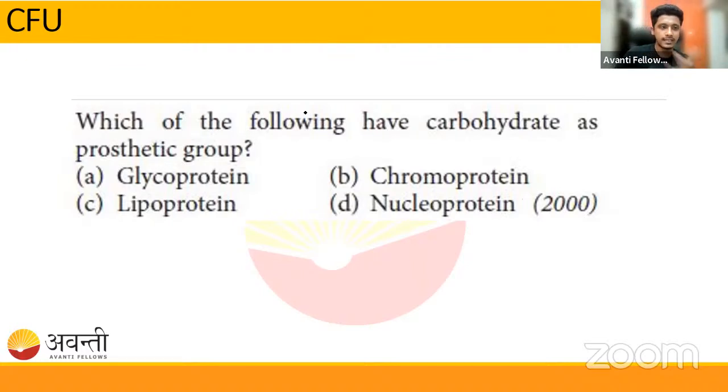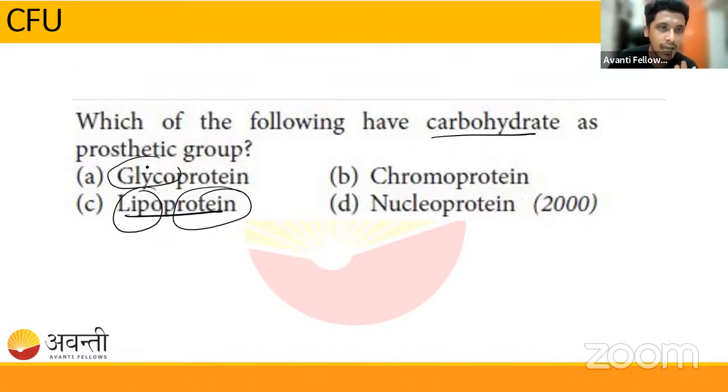So let us come back to the question. Which of the following have carbohydrate as a prosthetic group? Let me summarize again. Your answer is C, right? So all of you have answered lipoprotein. You can see here, lipo is lipid, protein is protein. Where is carbohydrate here? Carbohydrates are sugar. So where can we find sugar?